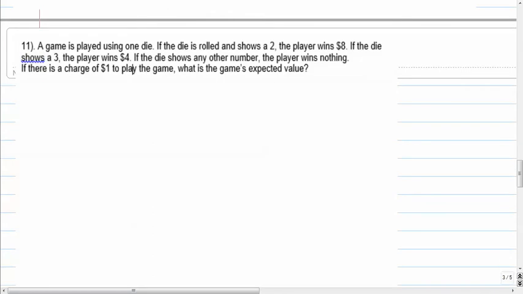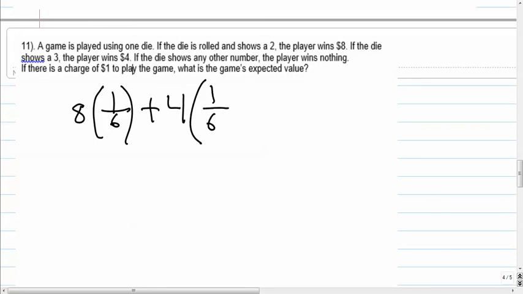Final question. Expectation. The expectation of a game is the outcome multiplied by the probability of the outcome. Add them up, and then if there's a cost in the game, simply subtract it at the end. So we're playing a game, you're rolling a die, and if you get a 2, you win $8. So I win $8 with the probability of 1/6 because we're using a 6-sided die. The chances of getting a 2 is 1 out of 6, and I win 8. Oh, but if we get a 3, we win $4. So the chances of winning $4 is 1 out of 6.